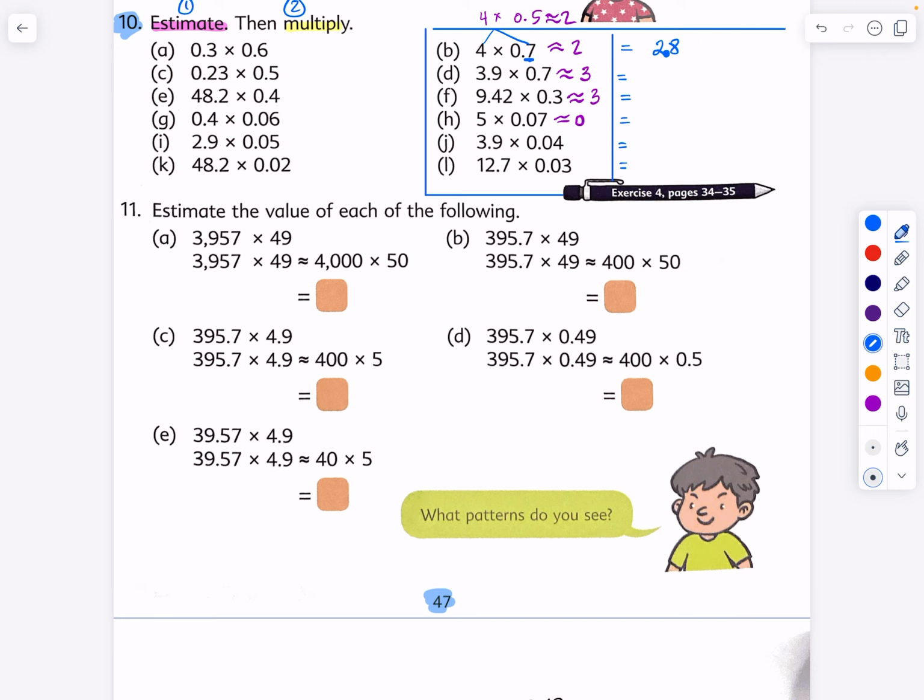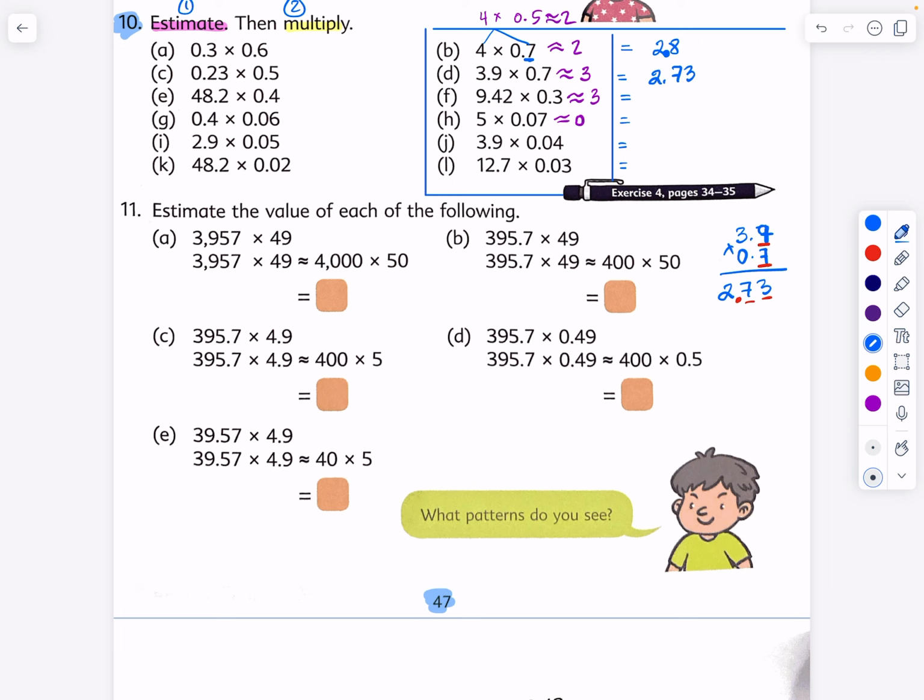3.9 times 0.7. Well, we can just multiply 3.9 times 0.7. This is 9, and this is 7. It's like 39 times 7, and the digits are 2, 7, and 3. However, we do have 2 decimal places, right? And therefore, we need to count 2 decimal places in our product. And the final product is 2.73, which is close to our estimate of 3.